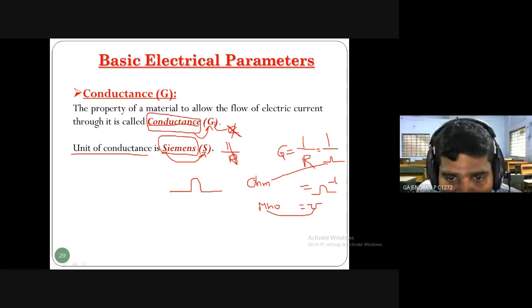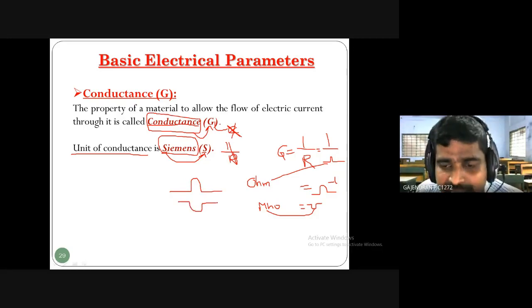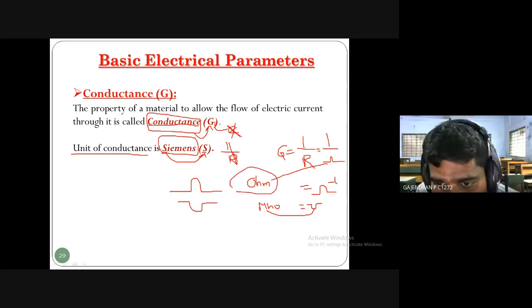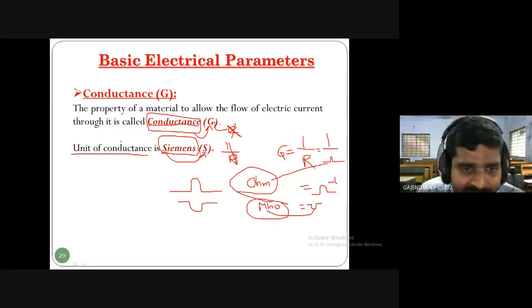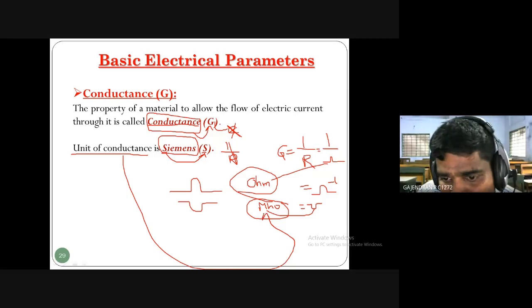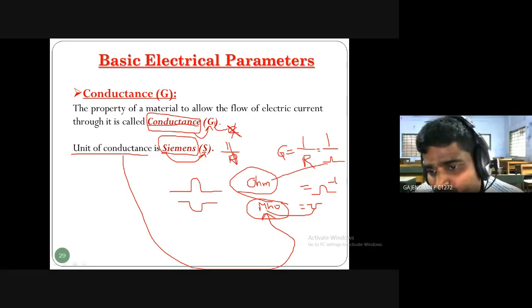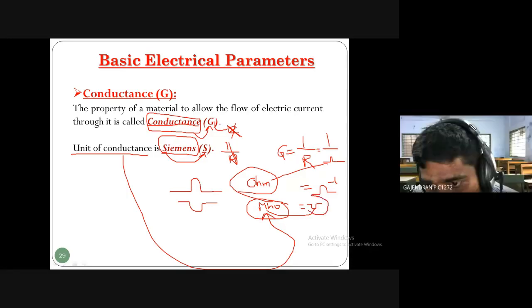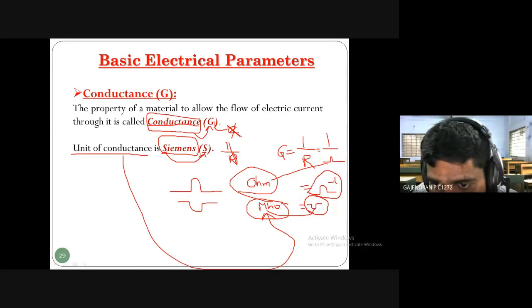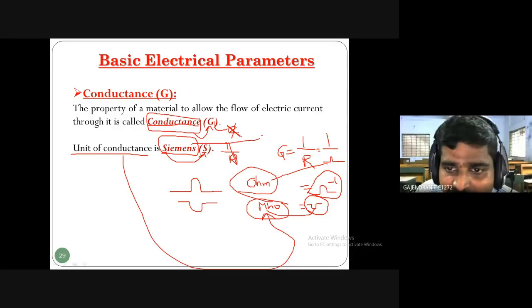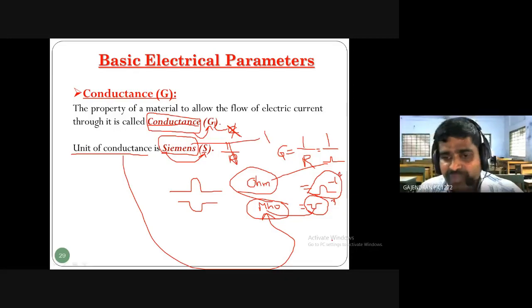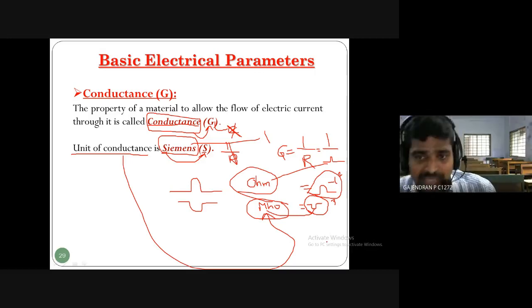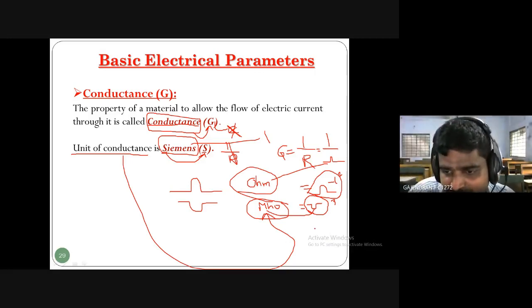If you invert this symbol, it looks like this. If you invert these letters, you will get this. That's all. So there are two units for conductance. What is the second unit? Mho. It's one symbol for the unit. You can even use this. There are three choices now: 1, 2 and 3. You can use any one at a time. Don't write all of them.